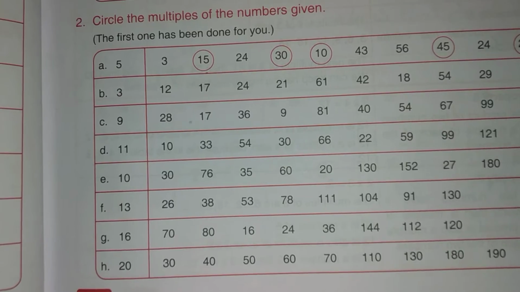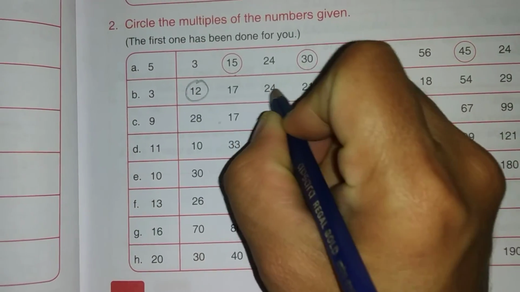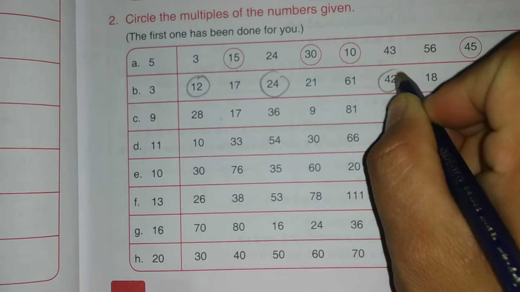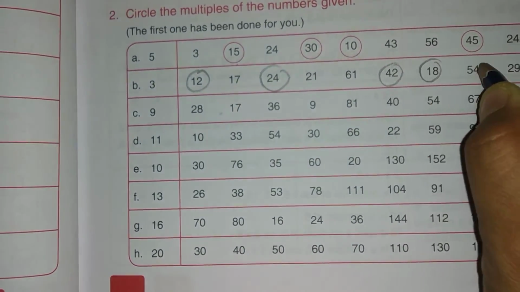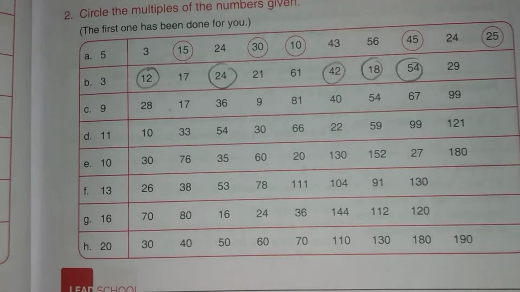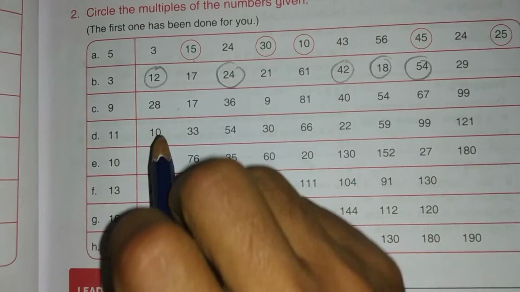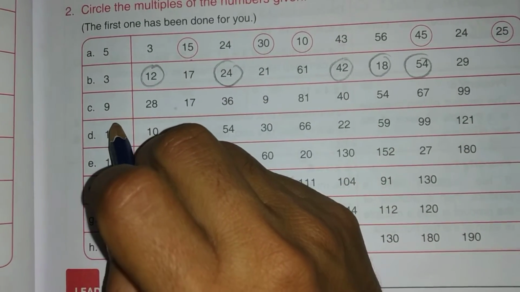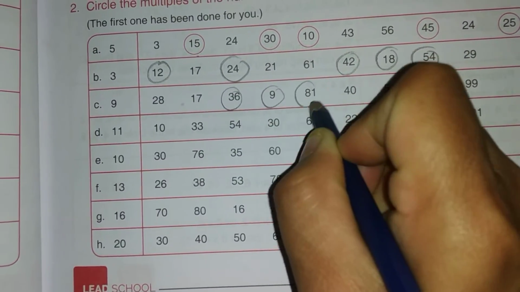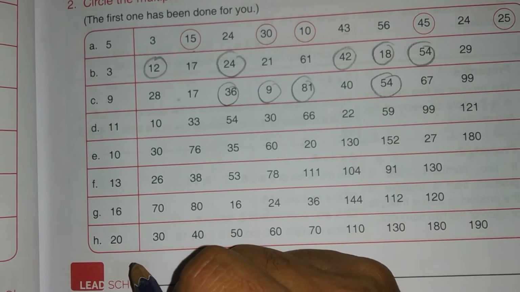Now next one is 3. So in that 12, 24, 42, 54 are all multiples of 3. Now next, multiples of 9: 36, 9, 81, 54. These are all multiples of 9.